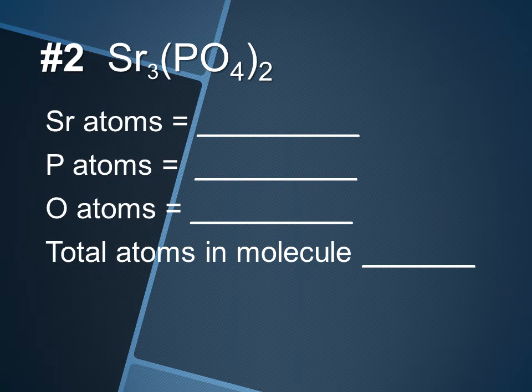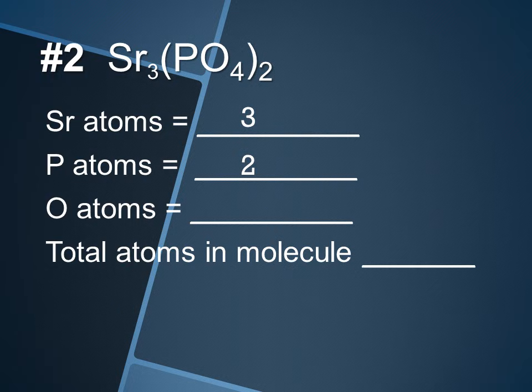So the strontium atoms are pretty easy, right? So you look at the subscript, look at the little number. How many strontium atoms are there? There's 3. Okay, the phosphorus atoms, okay? So look at the little number next to the phosphorus atoms. Well, there's a 1. But you have this parentheses here, and there's a little 2 outside of it. So you have to do the 1 times the 2. So there's 2 phosphorus atoms. Remember, you did not do 2 times the 3 because the strontium is outside the parentheses.